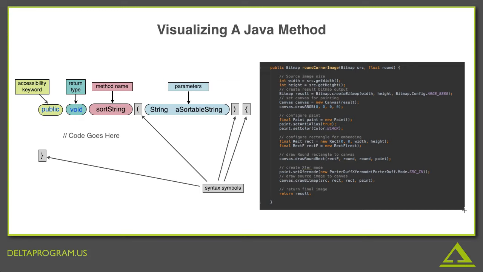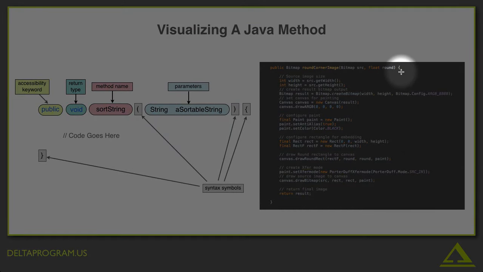The braces represent the beginning and end of the code, as you can see them here and here. So this entire block of code is the method signature.